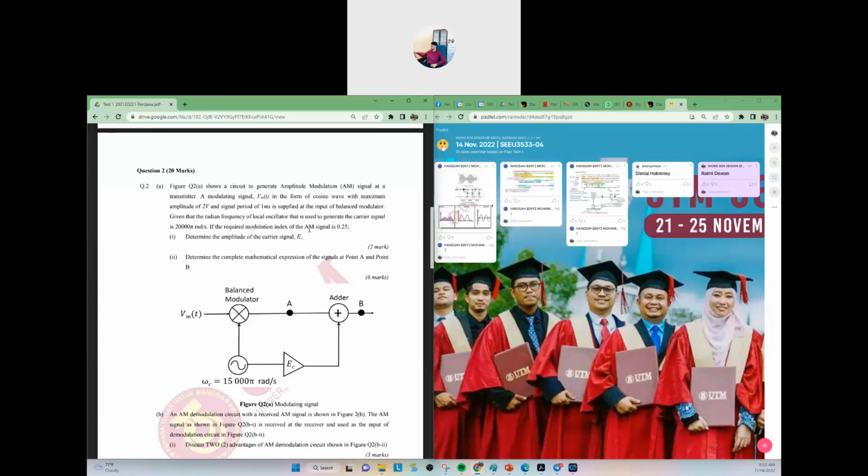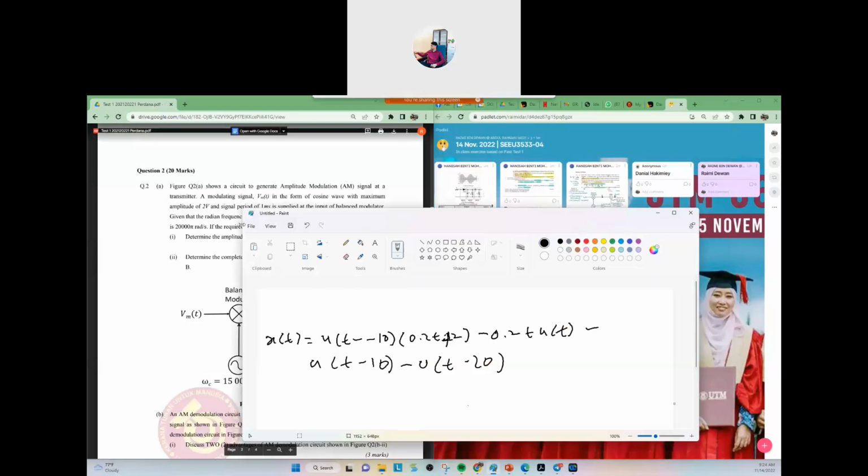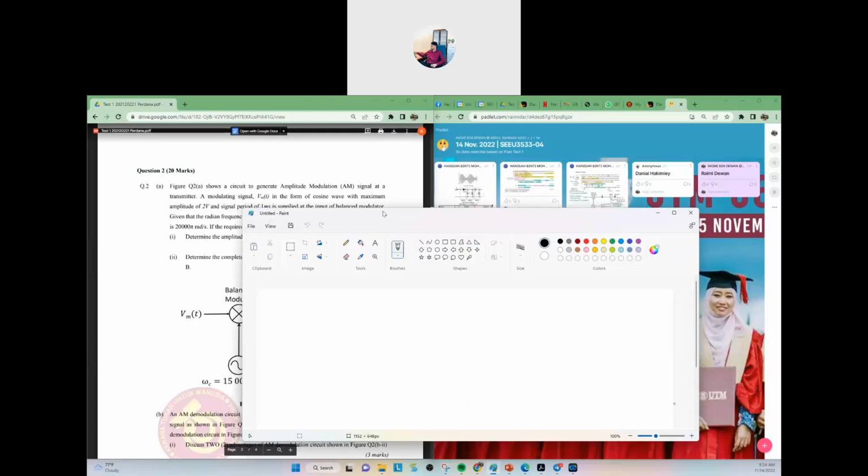The required modulation index of the AM signal is 0.25, meaning you have the ratio EM over EC equals 0.25. Determine the amplitude of the carrier signal. This is pretty much straightforward. You have M equals EM over EC, so M equals 0.25 equals EM over EC. This is pretty much easy for 1A, that's why it's only 2 marks.